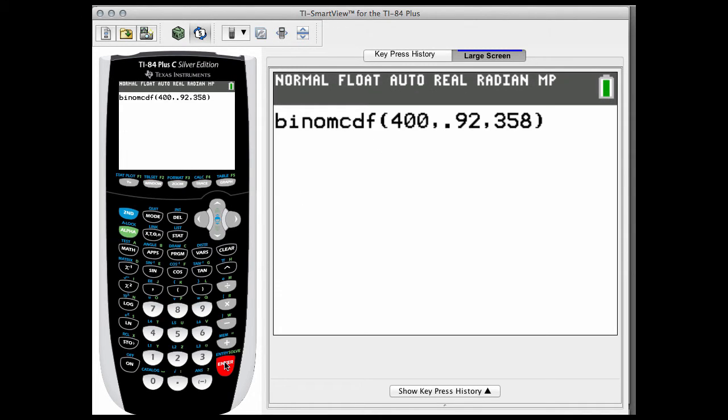Now, if by chance you have an older calculator, like a TI-83 for instance, remember you need to type the values in those parentheses, and what you see here on the screen is the order in which you'll be typing them in. It's always n first, followed by p, followed by the x value that you want to see. So that gives us an answer of about 0.044.